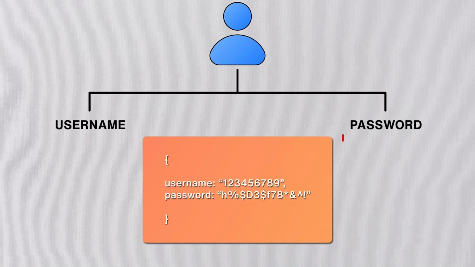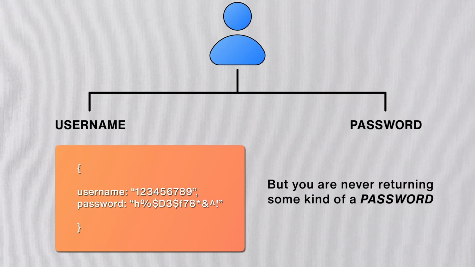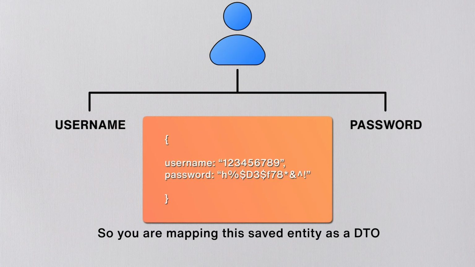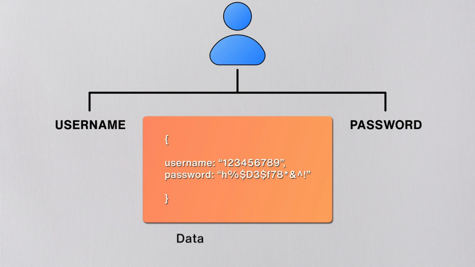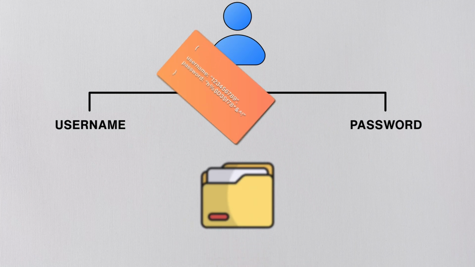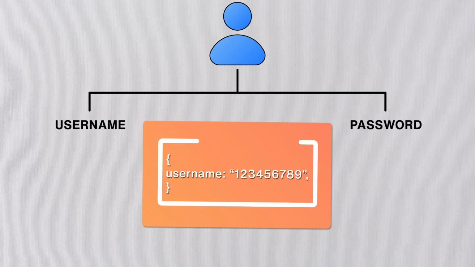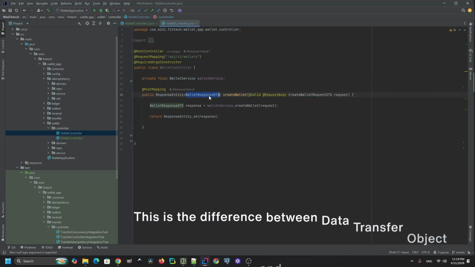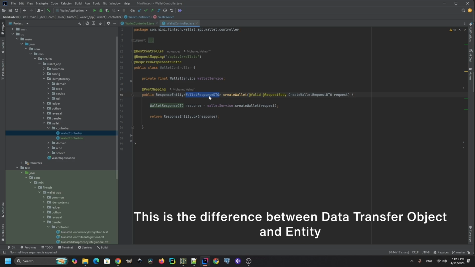So what happens when you're saving the object, you're saving the username and hashed password, but you're never returning some kind of a password here. So you're mapping this saved entity to a DTO, a data transfer object, without the password. So you're saving username and password, but you're returning username only. And this is the difference when you're talking about a data transfer object and an entity.